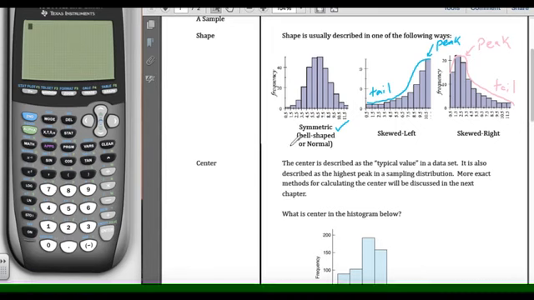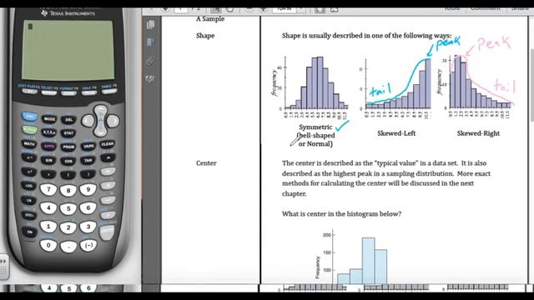If it doesn't fit one of these three shapes, either skewed right, skewed left, or symmetric, we'll say it has no shape for ease.